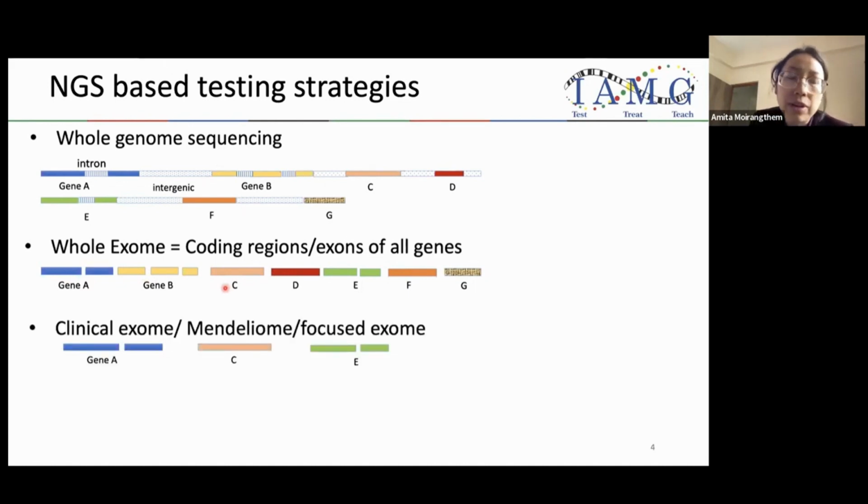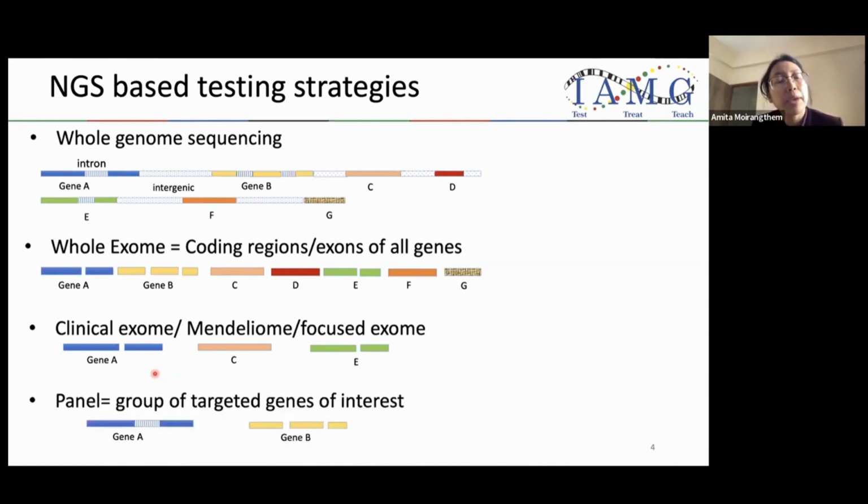Then further, we have clinical exome, also known by various other names like Mendeliome or focused exome, where only the exons or coding regions of genes which are known to cause Mendelian disorders are selected. So these are the 5,000-6,000 genes which are known to cause Mendelian disorders. So this is the clinical exome.